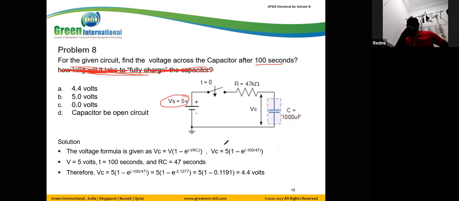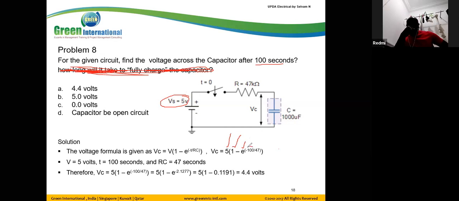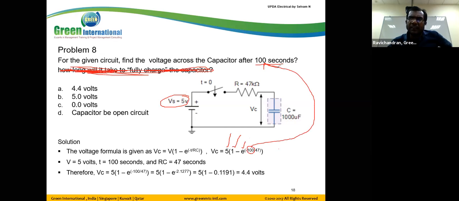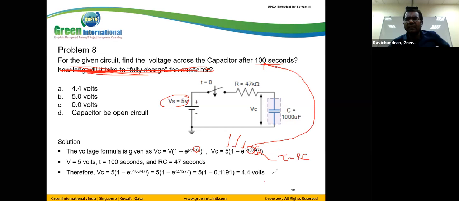The applied voltage is 5, so I put 5. Then 1 minus e to the power of minus t by RC. Next we have t, I put 100. So this is the question paper. They give the data, R and C, and RC is the time constant. So substituting these values, we get this.